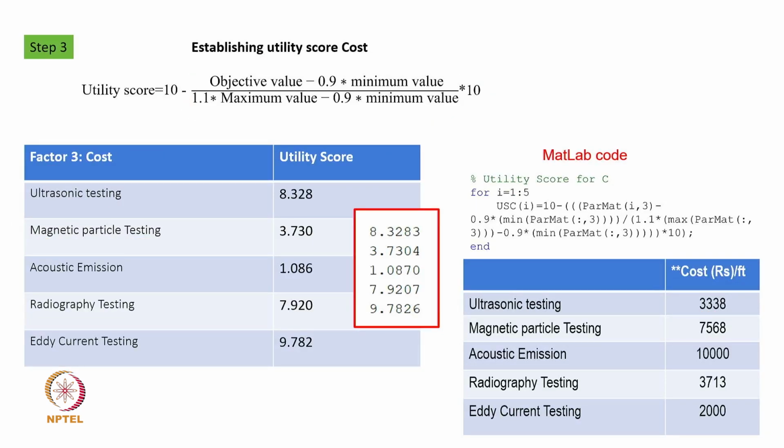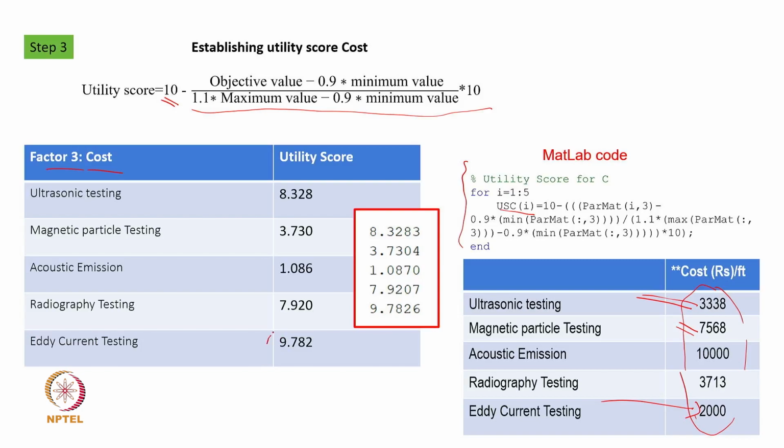Now, coming to factor 3, cost, the utility score again needs to be, in this case our aim is to minimize the utility score. So, that is why the whole number or the equation has been subtracted from 10, and then our utility score for the cost has been calculated based on this. This cost has come from a tabulated value which says that ultrasonic testing per feet costs around 3,338, while magnetic particle is on the higher side at 7,568, and the minimum is eddy current testing at 2,000. So, that is why the eddy current should get a maximum value.